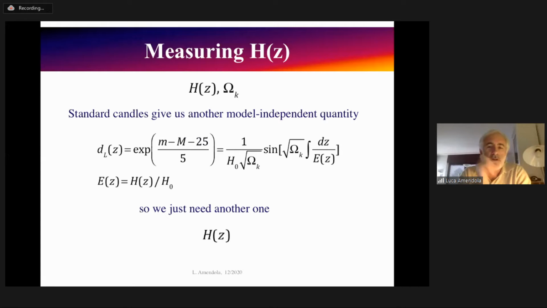There is another quantity, obviously, that we can measure from supernovae. The one mostly used is, of course, the luminosity distance. When you see the expression of this quantity, you realize that of the two remaining quantities, H(z) and Omega_k, we just need another one because we can combine with the luminosity distance. Therefore, the rest of my talk is based on whether it's possible to measure H(z) in a model-independent way, assuming that H0 and Omega_k can be combined with other measurements which are also model-independent, like the luminosity distance itself.